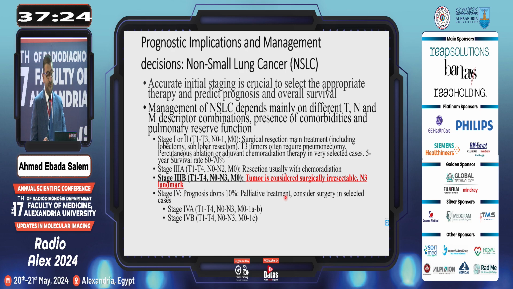As we said, stage 3B is when the patient has an N3 nodal metastasis, which is considered by definition irresectable. So the patient is not considered a surgical candidate at this time. Stage 4 is associated with very poor prognosis, and survival drops significantly below 10%.